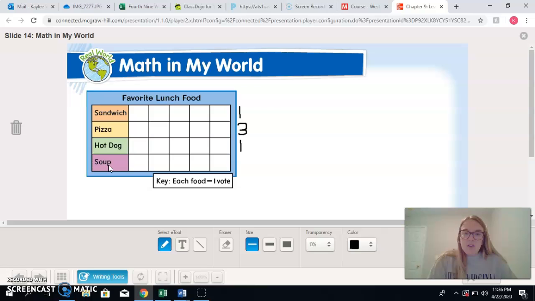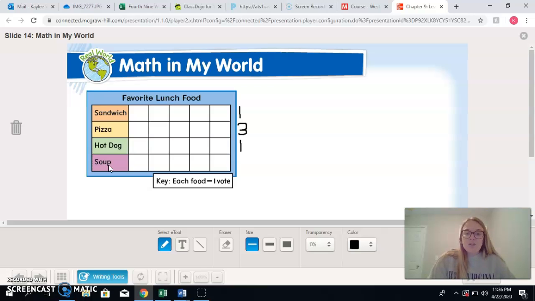Now, I am drawing using my computer, and drawing is a little bit tough on my computer, so I'm not actually going to draw pictures of a sandwich or pizza or hot dog, but if you guys would like to draw pictures of sandwiches and pizza and hot dog, you guys are more than welcome to do that, okay?